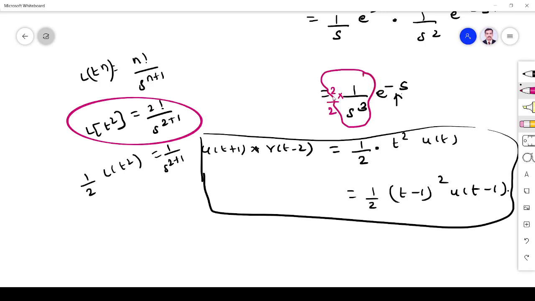I multiply and divide by 2. So 2 by s cubed is nothing but t squared, then this 1 by 2 will be here. So 1 by 2 t squared u(t). For the shifting, you put t minus 1, giving 1 by 2 (t-1) squared u(t-1). That's the answer. Thank you.